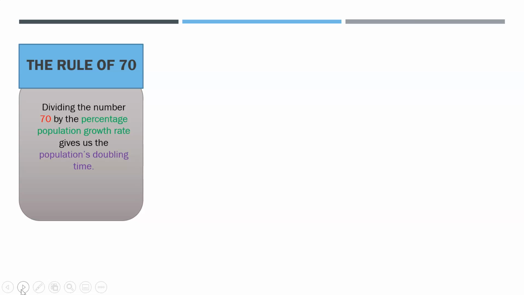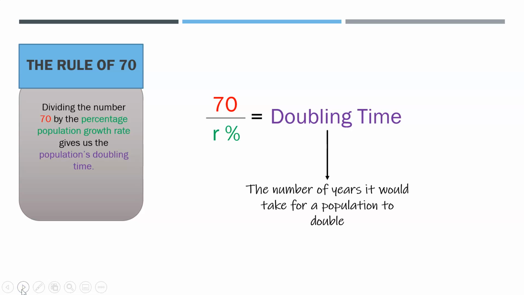The rule of 70 has us divide the number 70 by the percent population growth rate, which gives us a population's doubling time. This would be the length of time it will take for the current population to double. So if we take 70, we divide that by the percentage population growth, that's R%, we're going to get the doubling time. So let's look at an example.